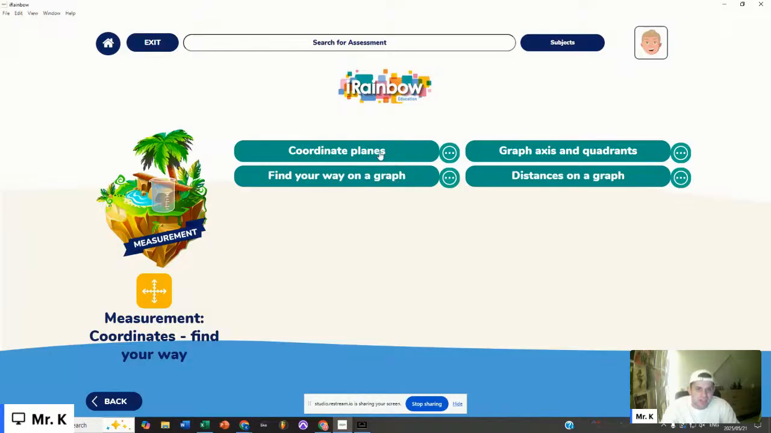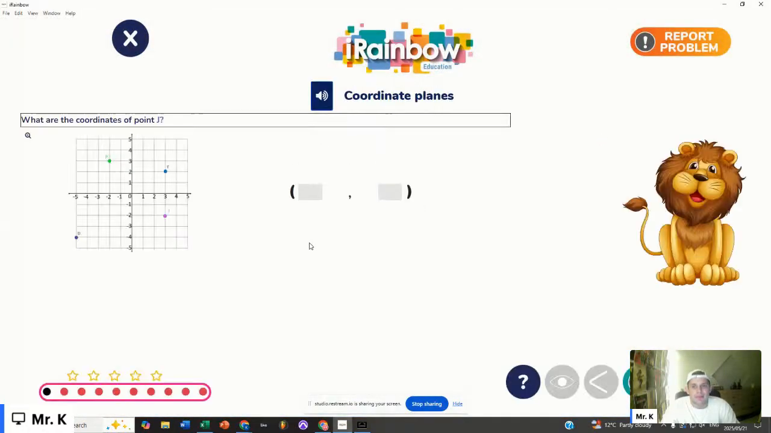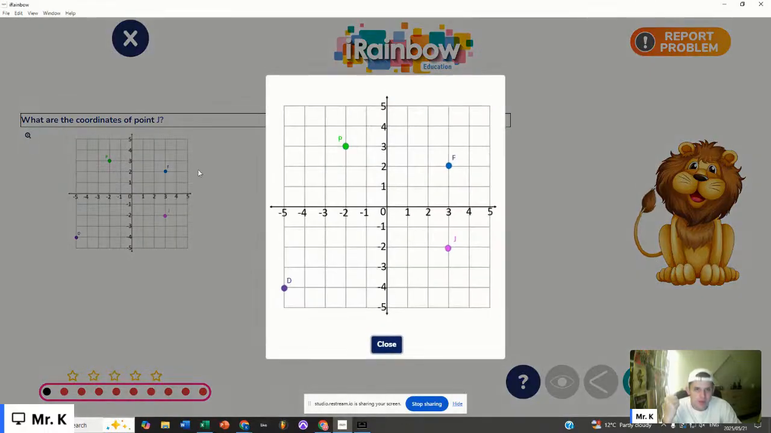Okay, let's start at the top left with coordinate planes. We're going to pick level one. Please make sure that you try and complete level one first before you move on to level two. Question one, just as an example, guys, asks you, what are the coordinates of point J? When I enlarge the image, we can see that point J is the bright pink dot over here at the bottom right in quadrant 4.